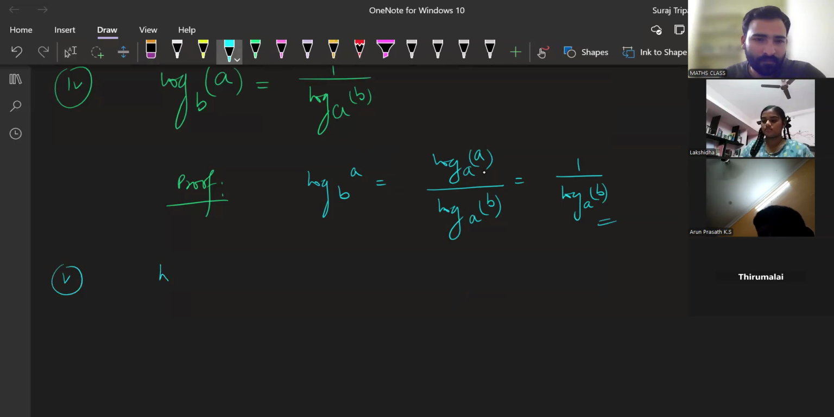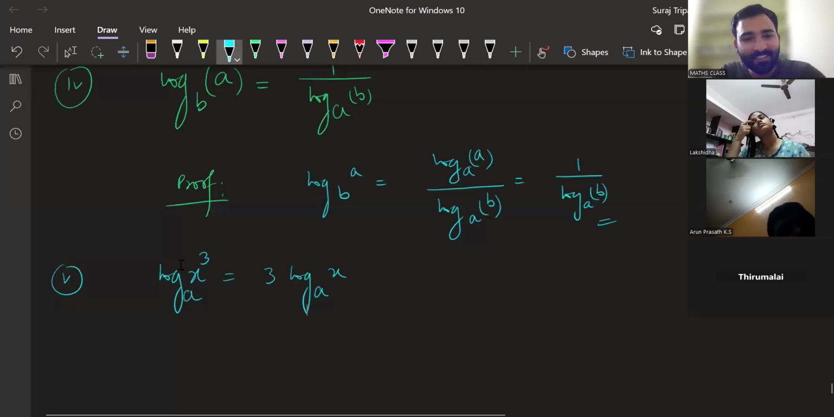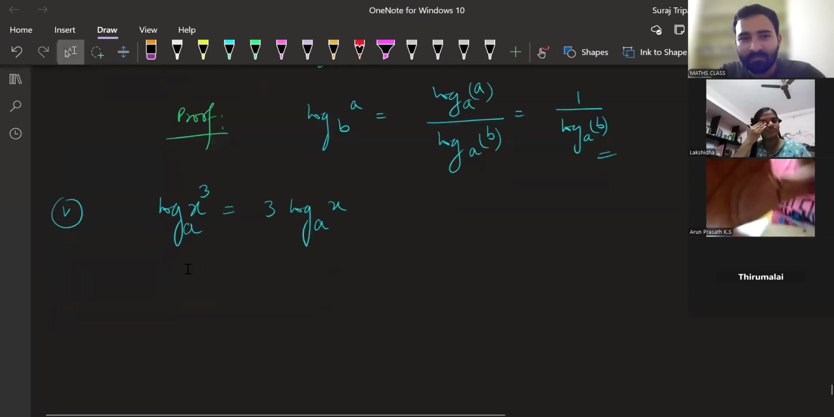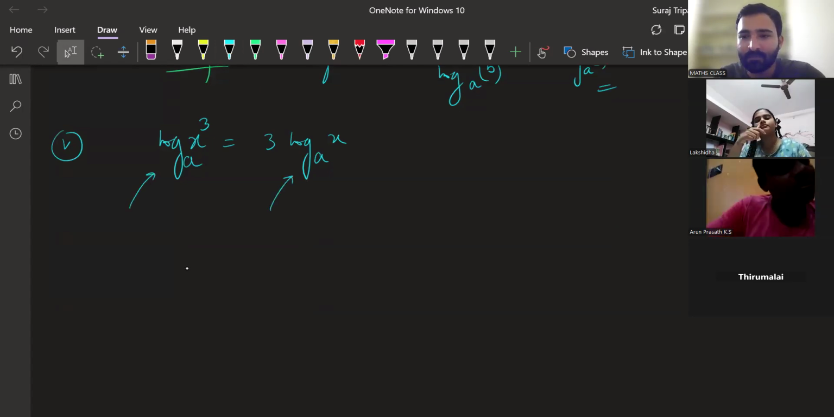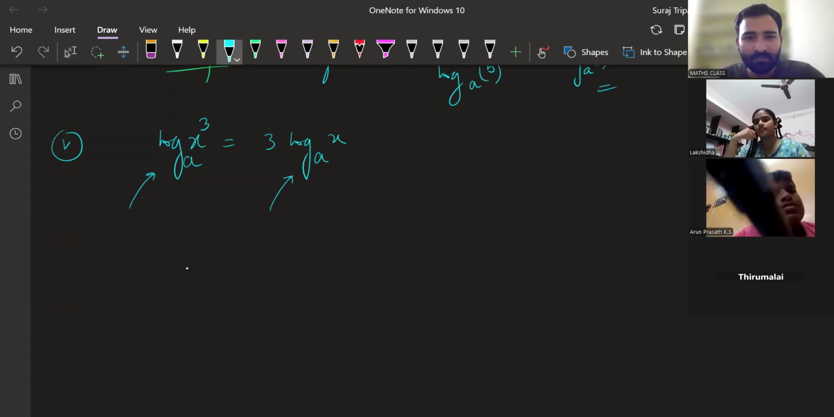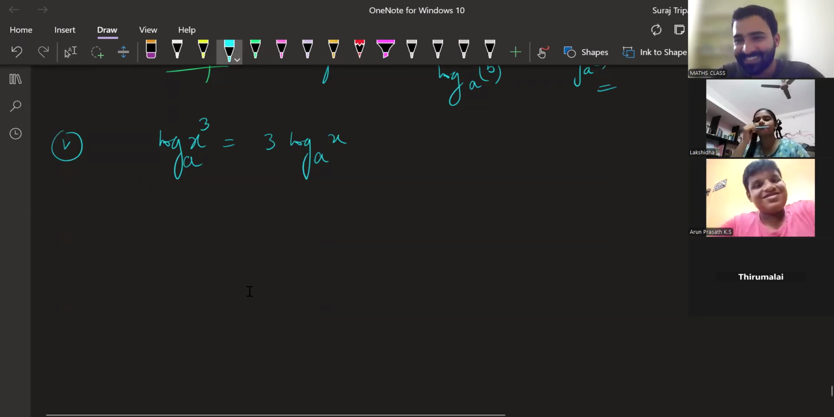Fifth one. Log of x cube to the base a is the same as 3 times log of x to the base a. Is there no need to put mod here? No, because negative is allowed with the cube. As you can see, negative numbers are not allowed here, and negative numbers also are not allowed here. The domain of both the expressions is the same. Both expressions are defined for the same values of x. So no need to put mod here.